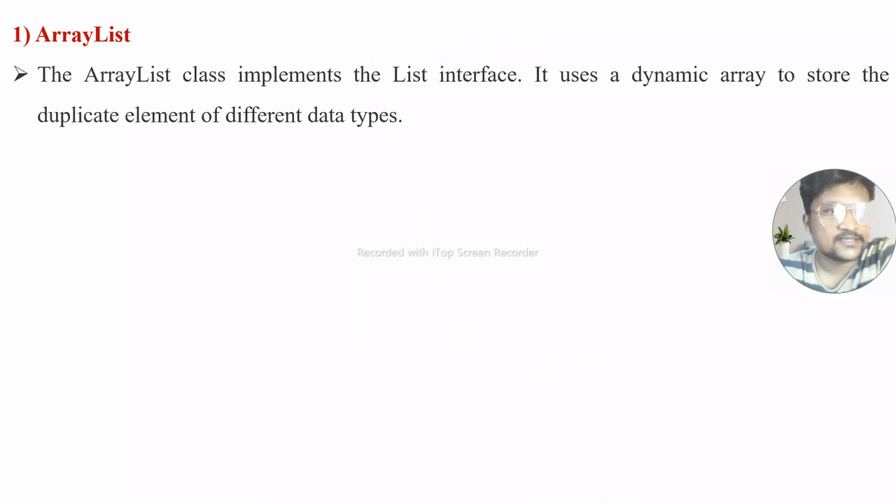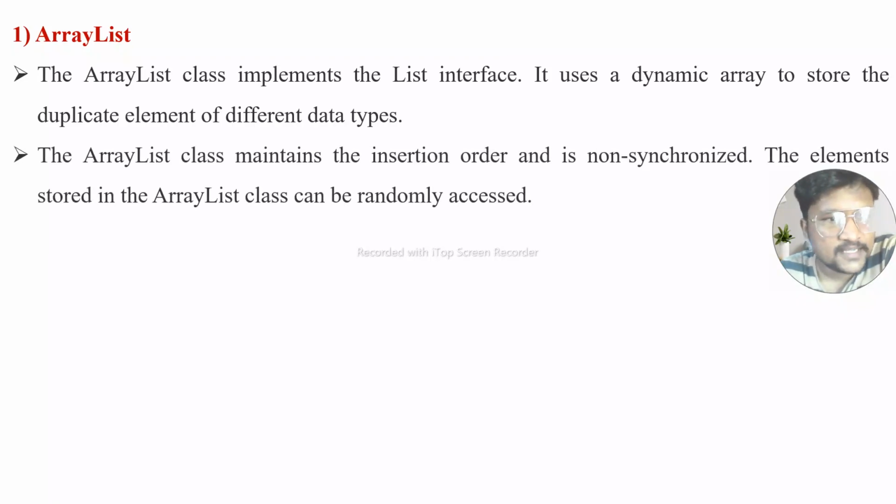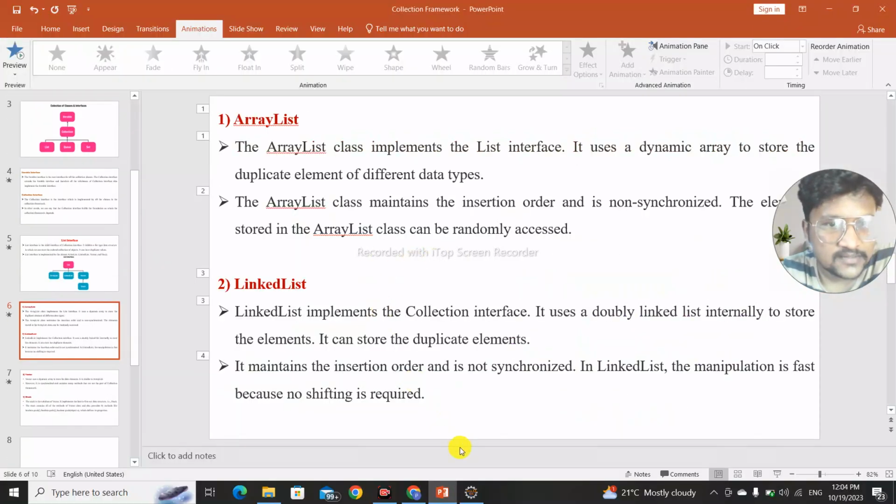So let us talk about ArrayList. What is this ArrayList? The ArrayList class implements the List interface. It uses a dynamic array to store duplicate elements of different data types. So in this ArrayList, we can store duplicate elements. Then the ArrayList class maintains the insertion order and is non-synchronized. The elements stored in the ArrayList class can be randomly accessed. So the insertion order is maintained, and also we can randomly access any data from the ArrayList. So let us first go through the code of the ArrayList.